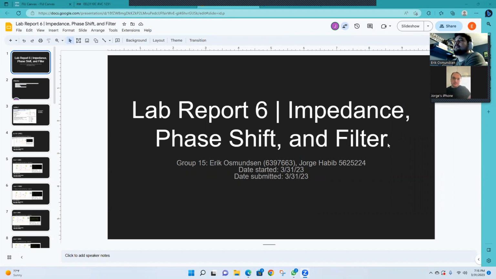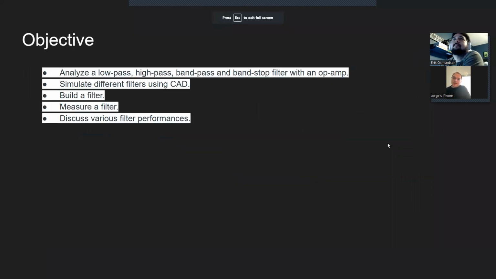The objectives for today's lab are to analyze low pass, high pass, and band stop filters with an op amp in Multisim. We want to simulate these using CAD, build a filter, measure the filter, and discuss various filter performances.